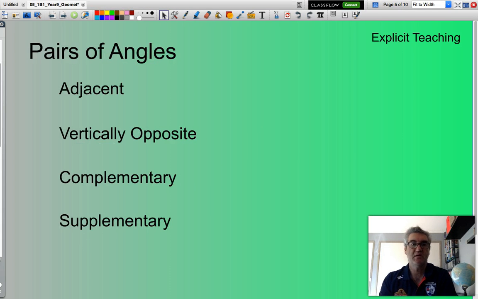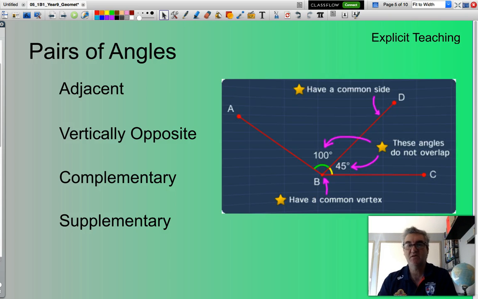Now, angles can be considered to be in pairs sometimes. So an adjacent angle is effectively two angles which are next to each other. So you can see angle A, B, and D is next to or adjacent to angle D, B, C. You see these angles will have a common vertex or a common point here, and they have a common side. The common side being BD.